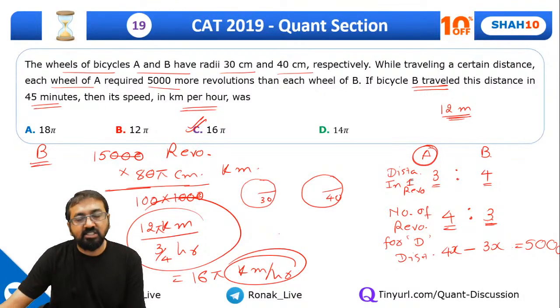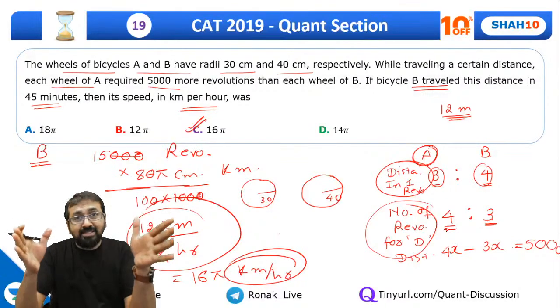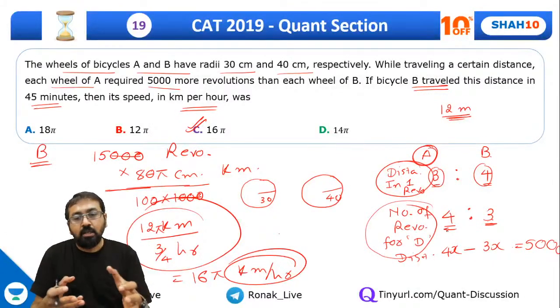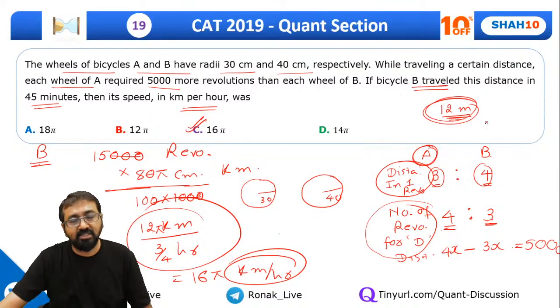That means the distance covered in one revolution, that ratio is 3:4. So the number of revolutions required for distance D, if we fix the distance, the number of revolutions made by cycle A will be more than cycle B. So what will be that ratio? 4:3. I've explained this through this 12-meter distance example.